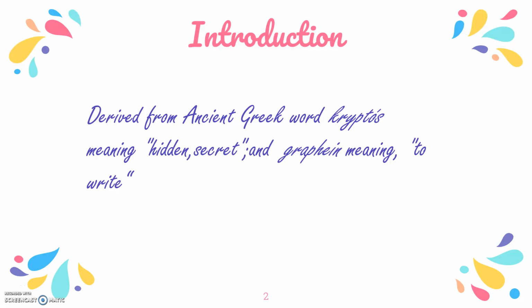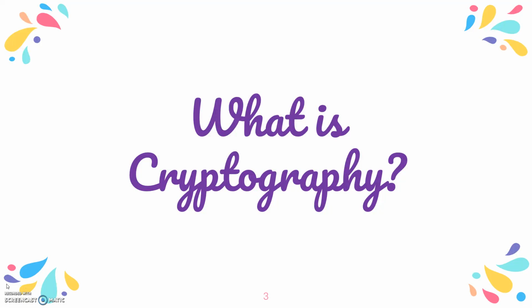Cryptography is derived from an ancient Greek word kryptos, meaning hidden or secret, and graphein, meaning to write. It is essentially the conversion of information from a readable state to apparent nonsense. Now we'll discuss more about cryptography. What exactly is cryptography? It is the practice and study of hiding information.